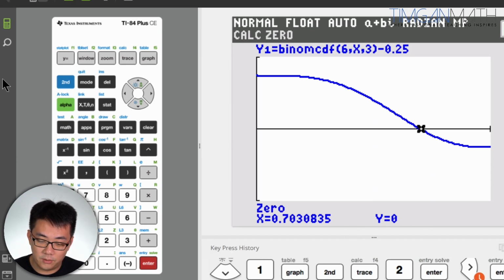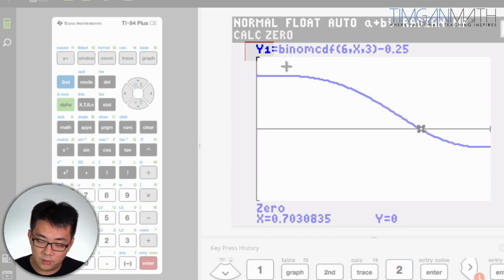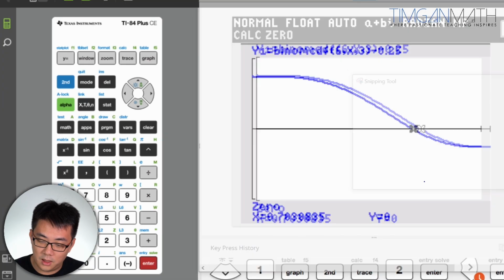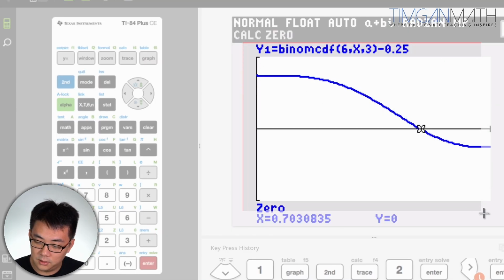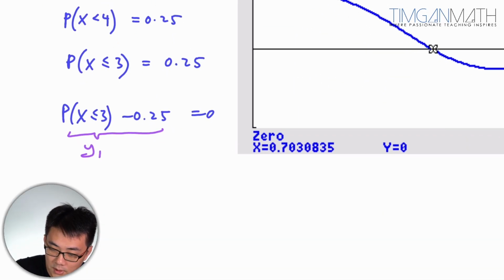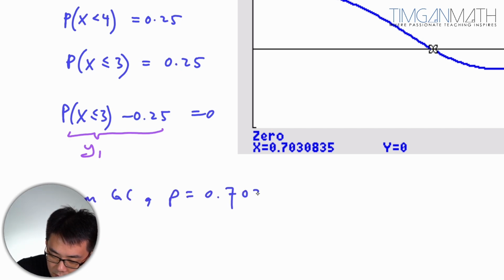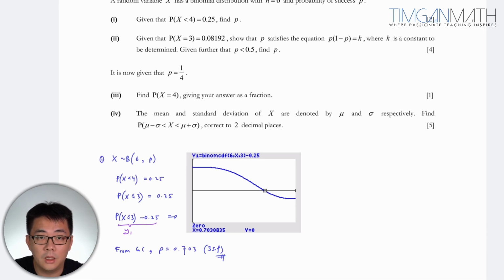So from the calculator, you could see that this is 0. So I'm going to put this in the working so that you can refer. This part here from GC, p equals 0.703. Okay, that's how you do this question here proficiently. Yeah, then let's look at the next one.